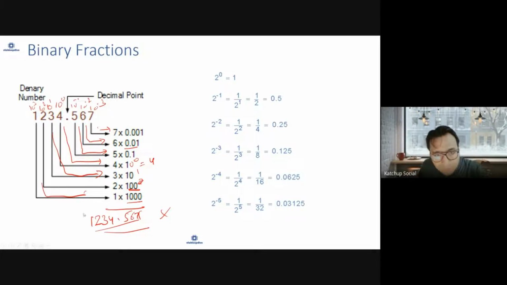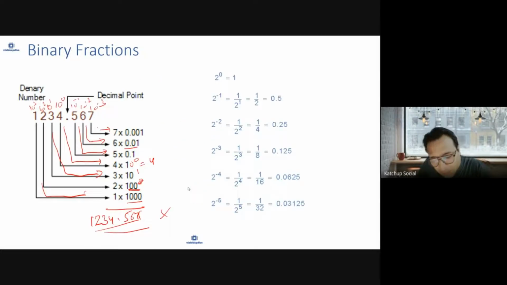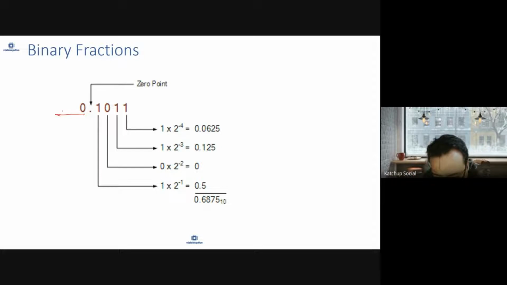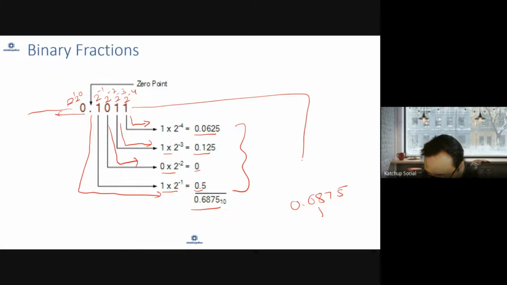Similarly, in binary, you want to represent this number in fractions. The same thing applies, just that earlier your base was 10, now your base is 2. So whatever is here will be 2 raised to power 0, 2 raised to power 1, and so on. And this will be 2 raised to power minus 1, 2 raised to power minus 2, 2 raised to power minus 3, and 2 raised to power minus 4. So 1 into 2 raised to power minus 1 is 0.5. 0 into 2 raised to power minus 2 is 0. 1 into 2 raised to power minus 3 is 0.125 in decimal. 1 into 2 raised to power minus 4 is 0.0625. So you add all of these up, and this gives you the corresponding number in decimal.